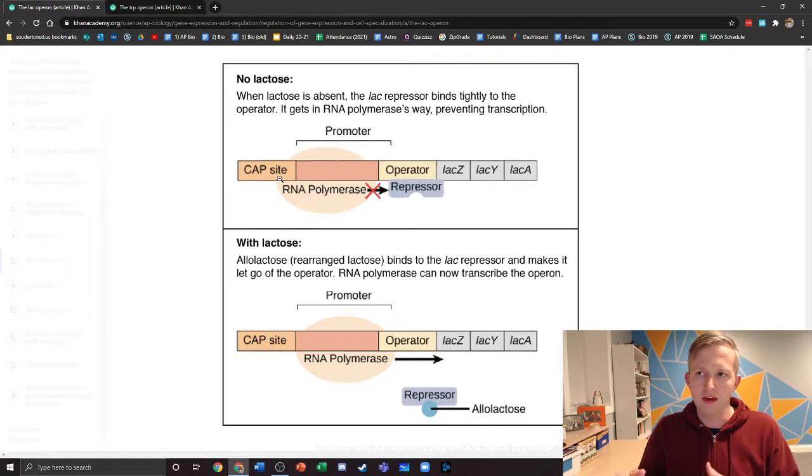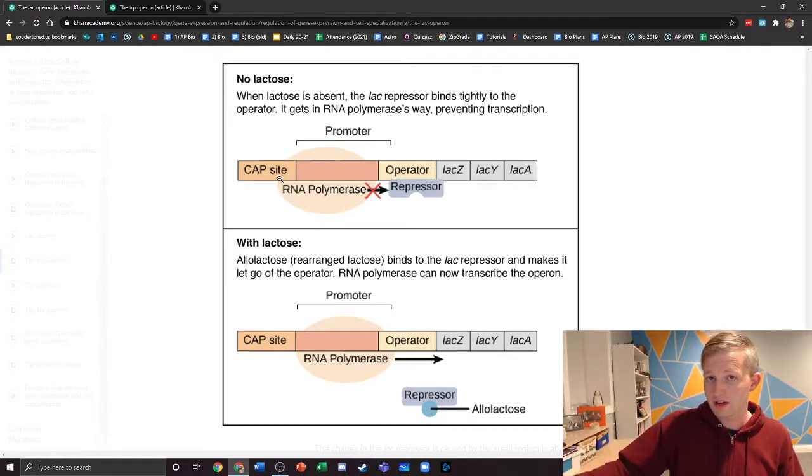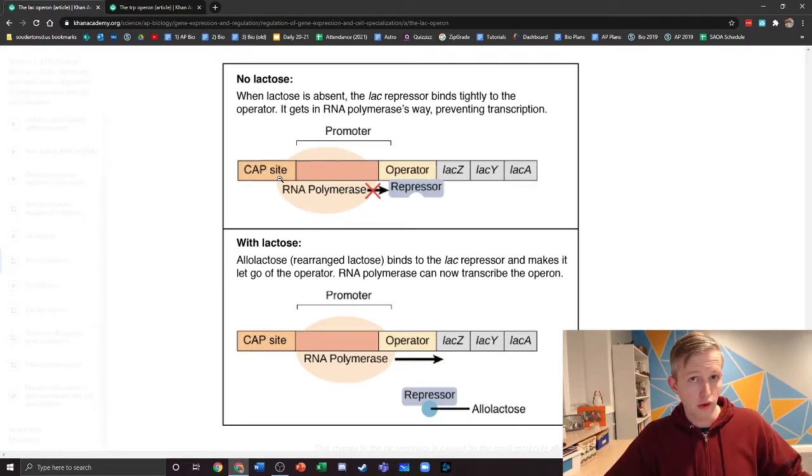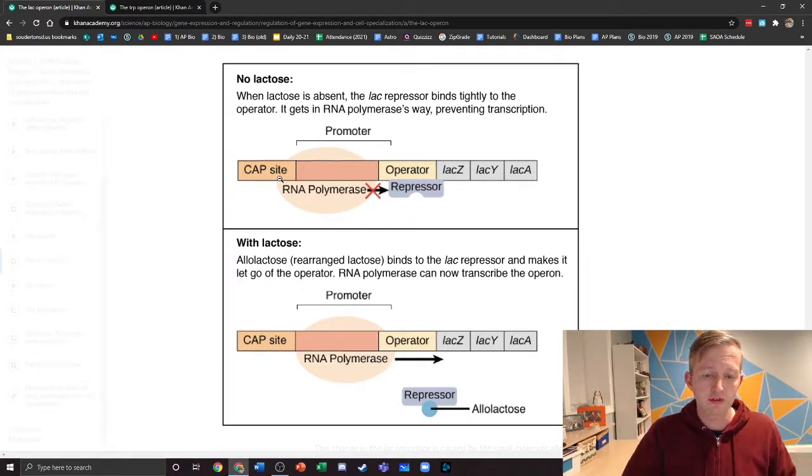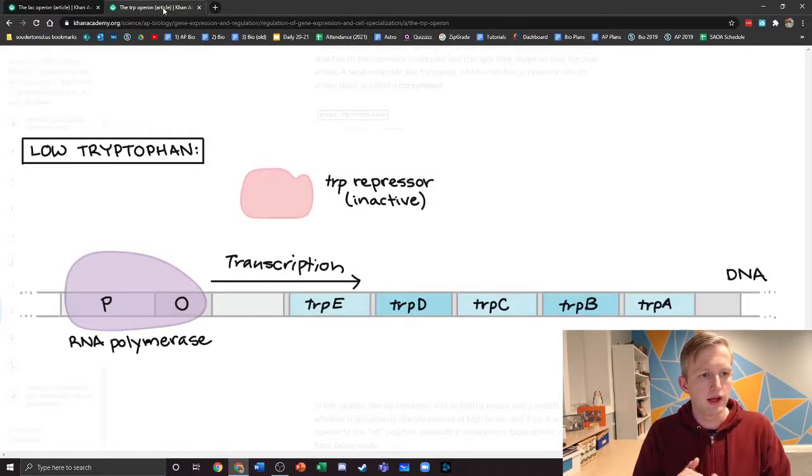So that way, if we have a presence of lactose and we have low glucose, then we're going to have sort of twice the pressure trying to drive this forward to produce the lactase. Meanwhile, the trp operon is sort of the same thing, just a little bit in reverse. It's the same general thing.